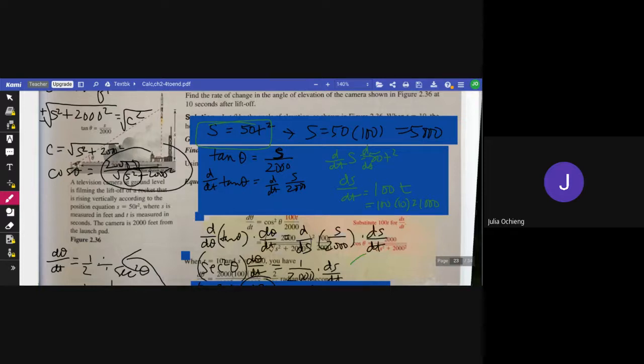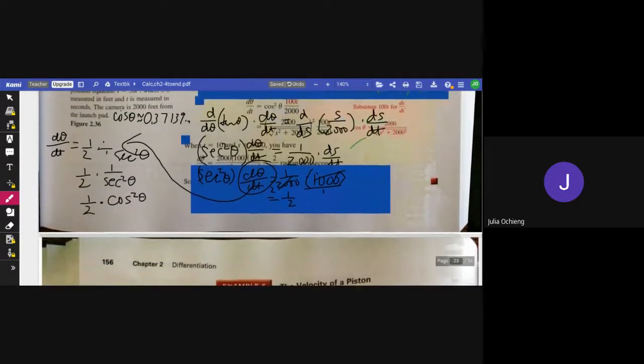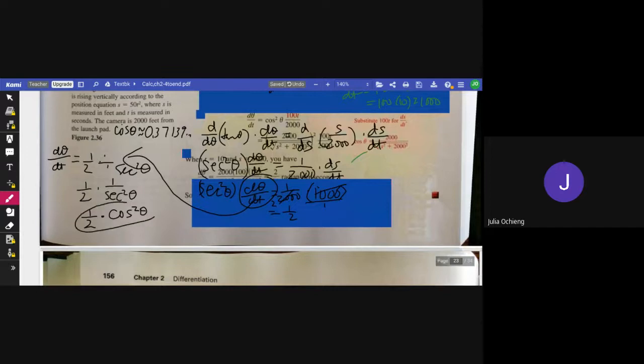So I'm getting that cosine theta equals 0.37139. And I'm purposely not rounding it too much because I want my final answer to be accurate to 3 decimal places. So I don't want to lose too many significant digits. So beware of rounding errors. Okay. All right.